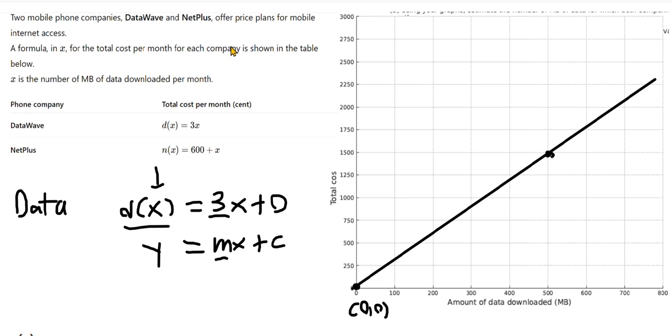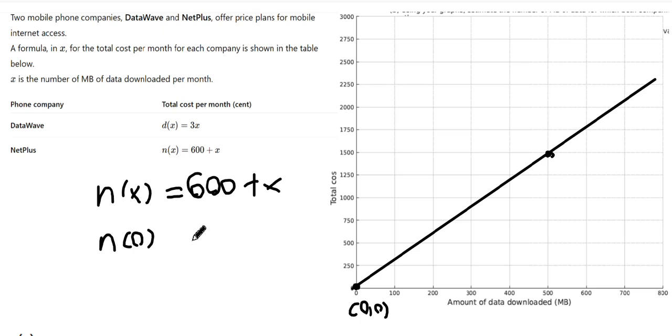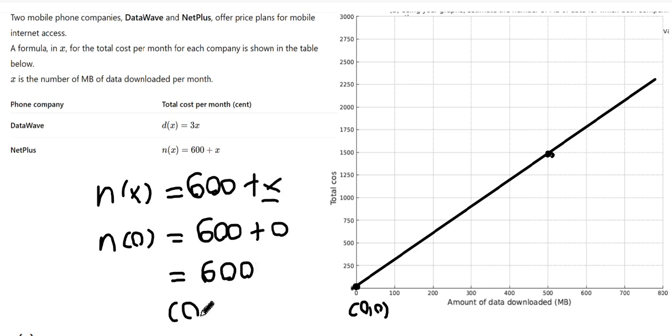The next thing we're going to do is move on to Net Plus. Net Plus is n(x) equals 600 plus x. Now, if we do an input of 0, so n(0), we get an output of 600 because we replace x with 0. So the answer is 600, which is the point (0, 600).